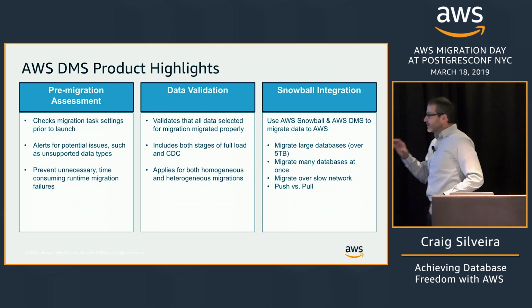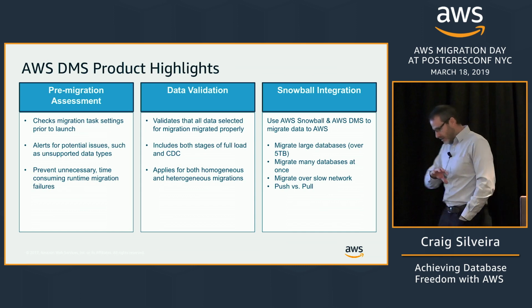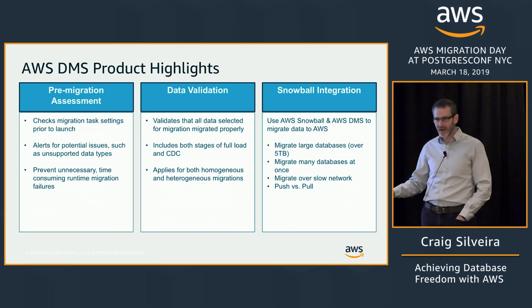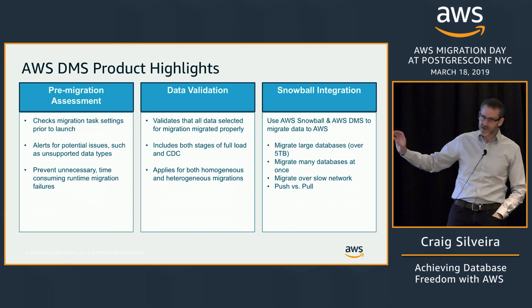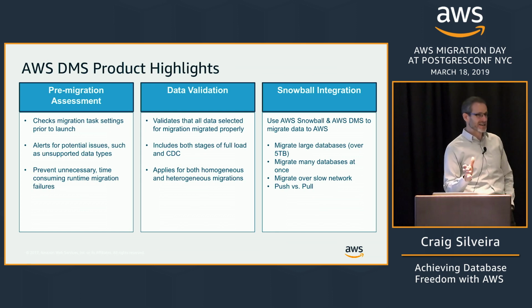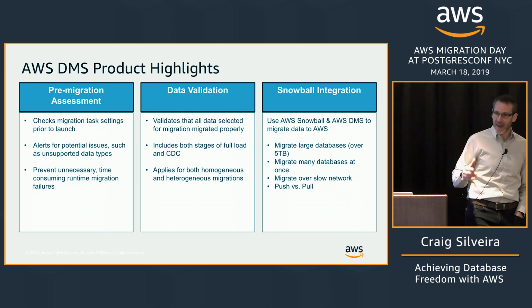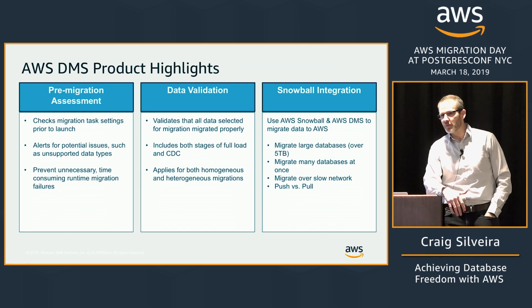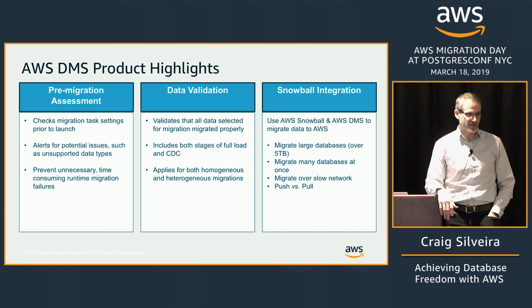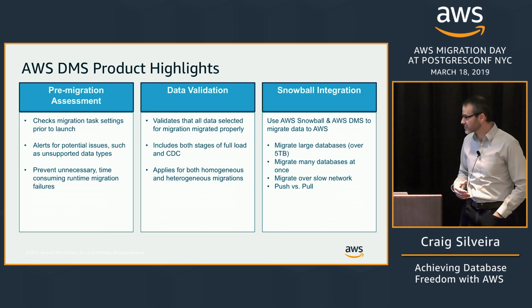DMS, when you define the replication instance and you start creating your task, before you actually run the task, it has its own assessment. So it checks, right, that you don't have data types mapped to crazy data types, right? It does some type of sanity check. So you find the problems before you sit there and wait for this migration to actually occur, right? So it's a nice extra step.